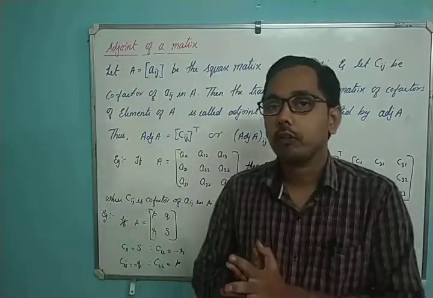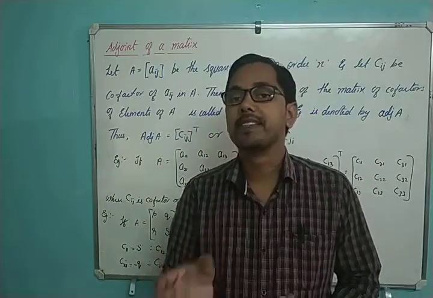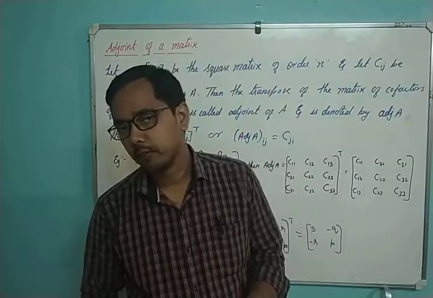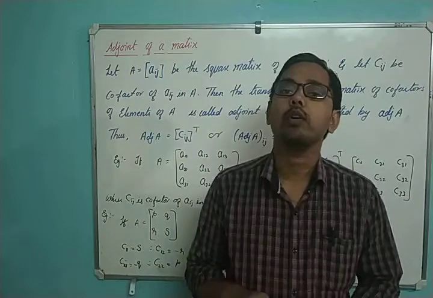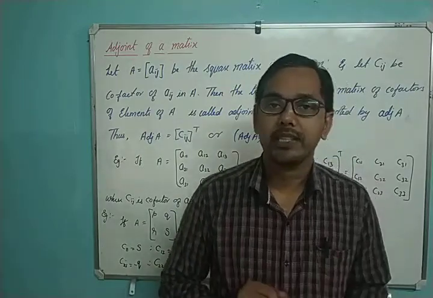adjoint of A is the basis to find the inverse of any matrix. Adjoint of any matrix is the basis to form the inverse of any matrix. So the inverse of a matrix is given by 1 upon determinant A into adjoint A. So if you have the value of adjoint A, directly you can calculate the inverse.